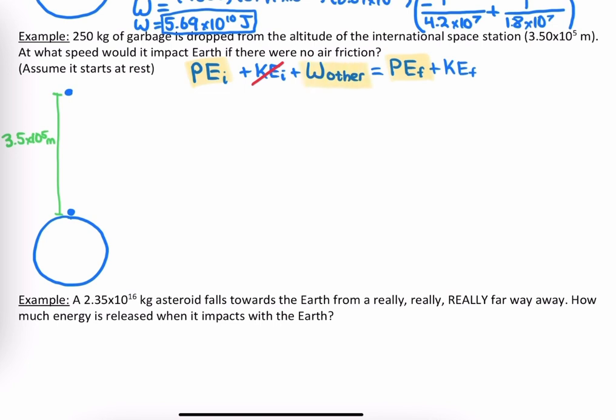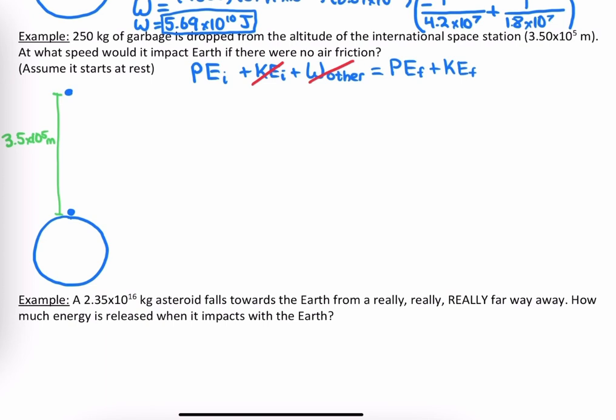Because there are no other forces, note that we are ignoring air friction or air resistance. There can't be any other work done on the object. So this guy is going to be 0 in this situation.